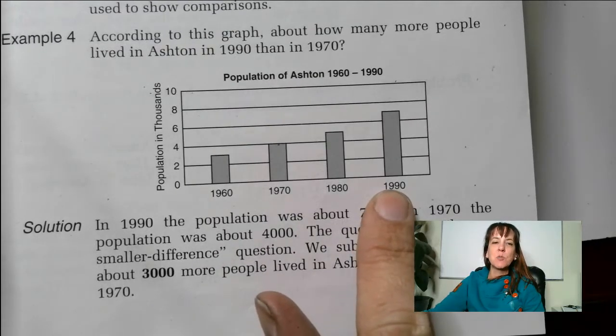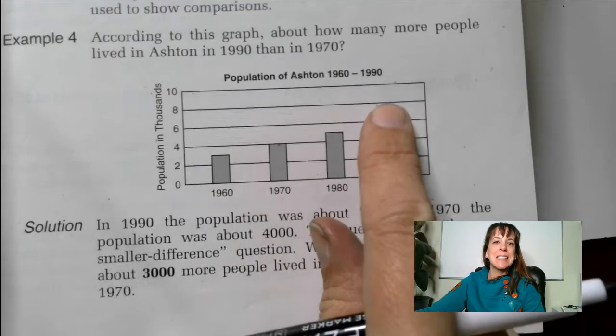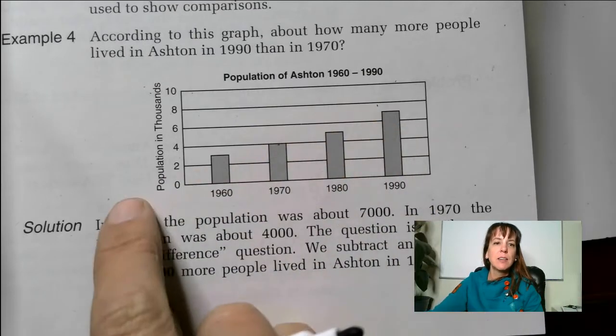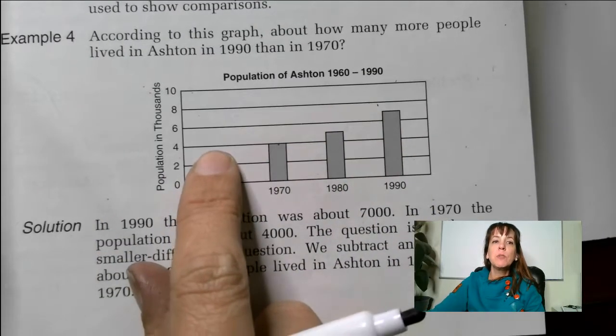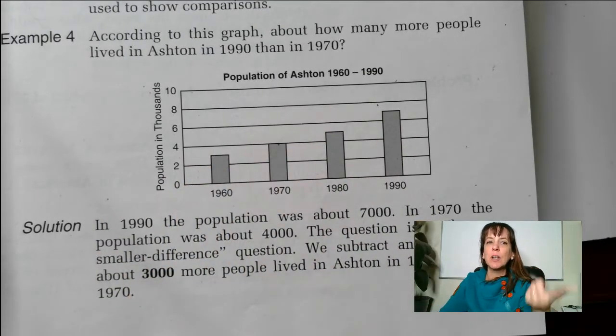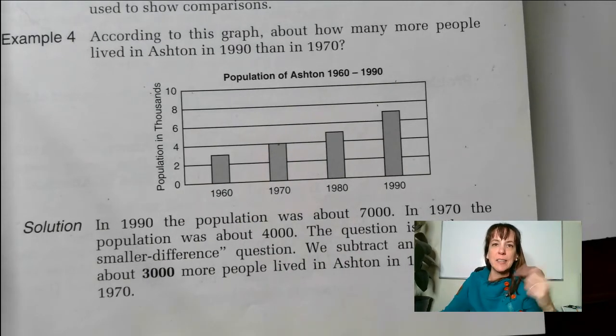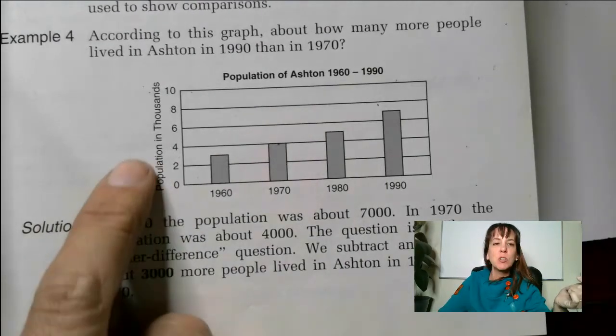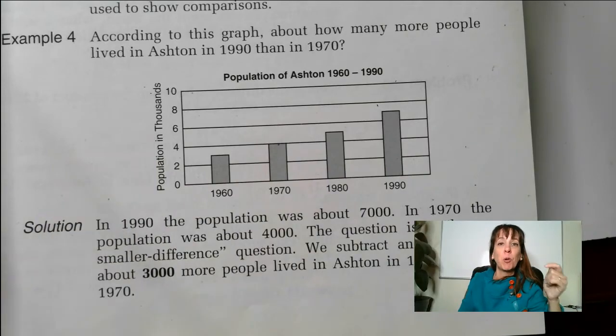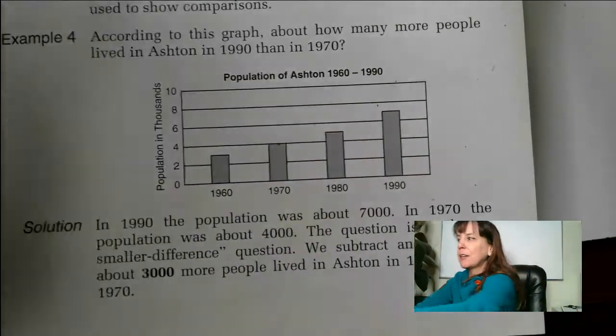So how many more in 1990 than in 1970? In 1990, it was roughly between 6 and 8, so 7. Here, between 2 and 4 is 3. So we're going to take 7 and subtract 3. 7 minus 3 is 4. And we're talking thousands. So it's going to be about 4,000 is the difference.